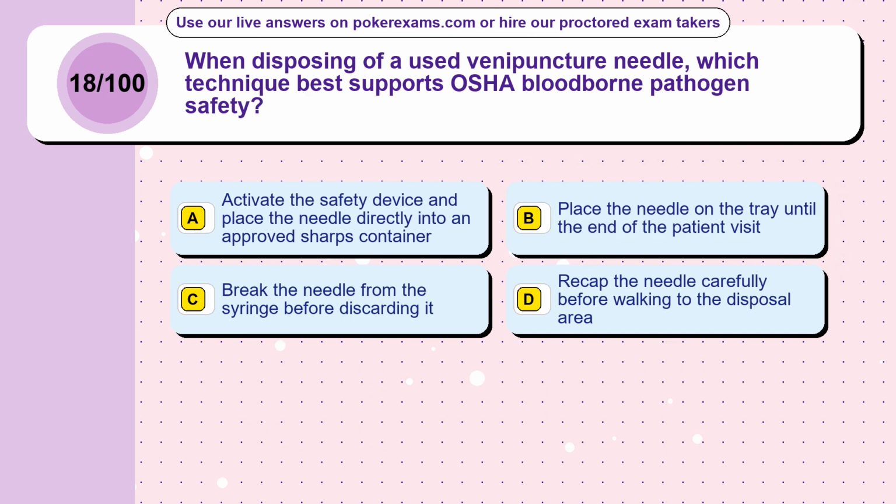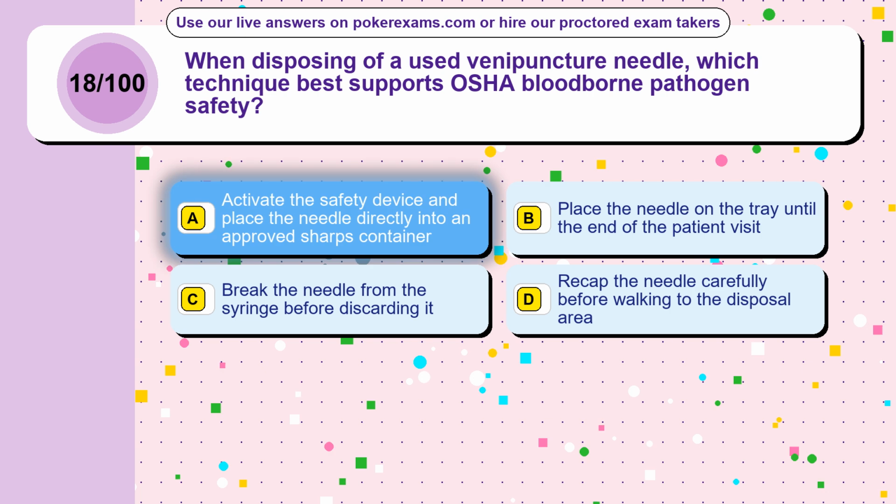Question 18. When disposing of a used venipuncture needle, which technique best supports OSHA bloodborne pathogen safety? Option A, activate the safety device and place the needle directly into an approved sharps container. Option B, place the needle on the tray until the end of the patient visit. Option C, break the needle from the syringe before discarding it. Option D, recap the needle carefully before walking to the disposal area.